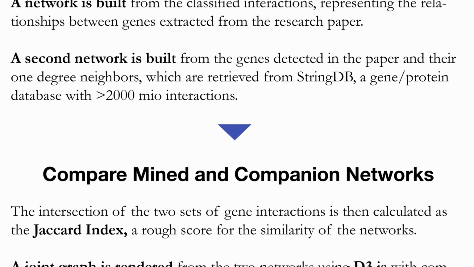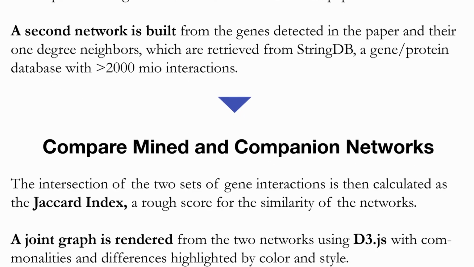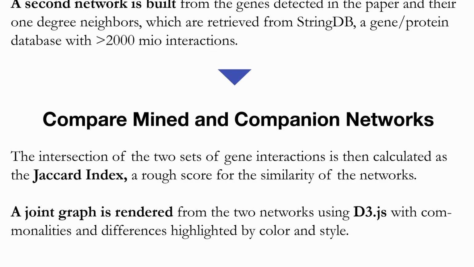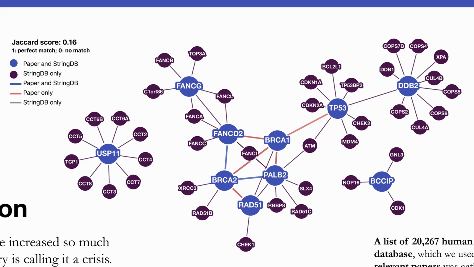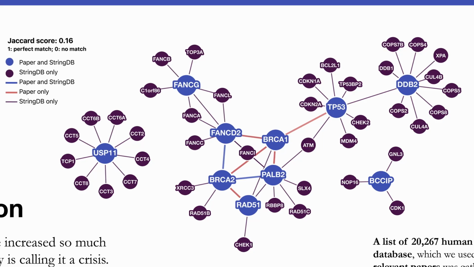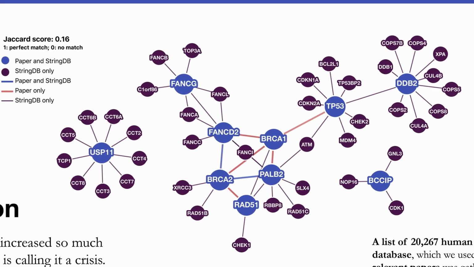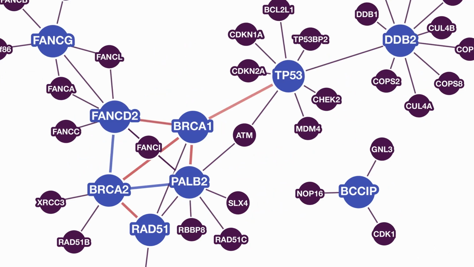This set is compared to a larger set of the mined gene's first-degree neighbors from the STRING database, and the similarity of the sets is expressed using the Jaccard index. A combined graph of the networks that visually categorizes interactions is then created using D3.